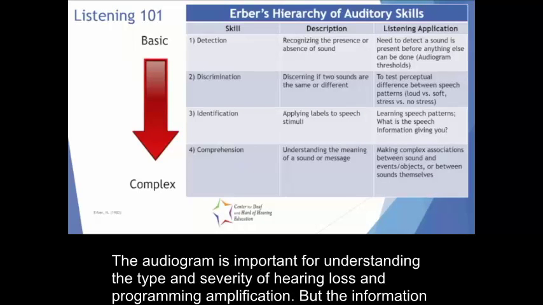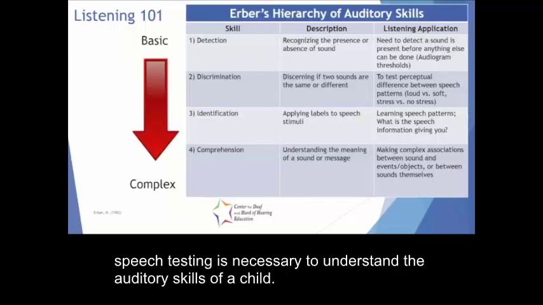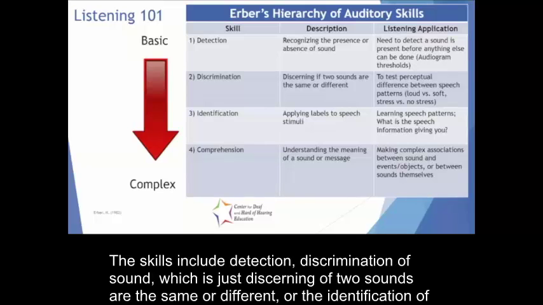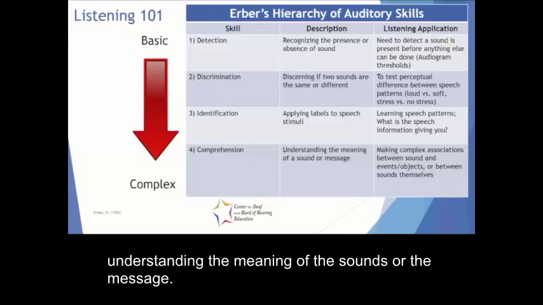The audiogram is important for understanding the type and severity of hearing loss and programming amplification, but the information from thresholds alone is limited in regards to a child's listening abilities. This is why good quality speech testing is necessary to understand the auditory skills of a child. The skills include detection; discrimination of sound, which is discerning if two sounds are the same or different; identification of speech, which is applying labels to speech stimuli; and comprehension, which is understanding the meaning of the sound or the message.